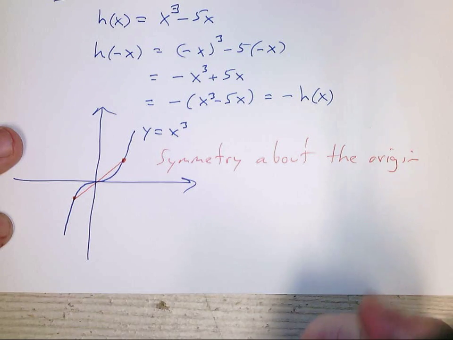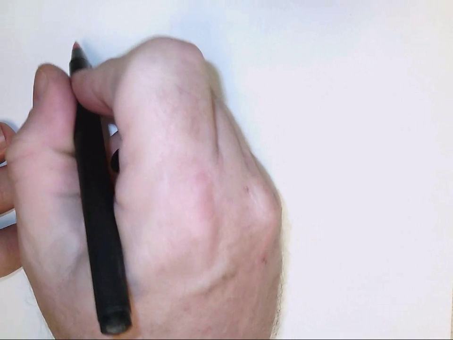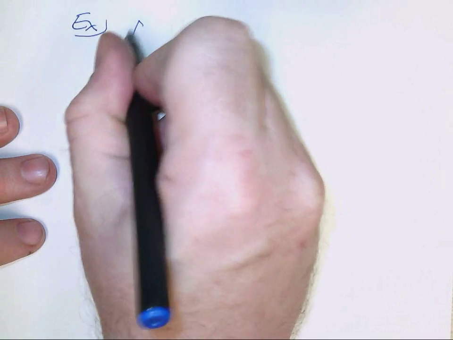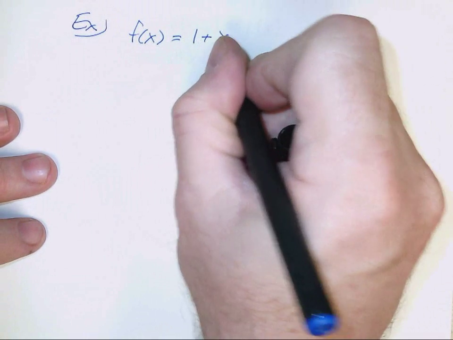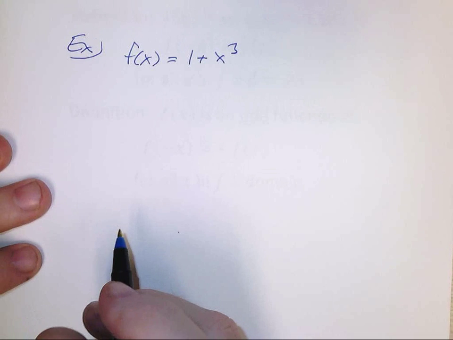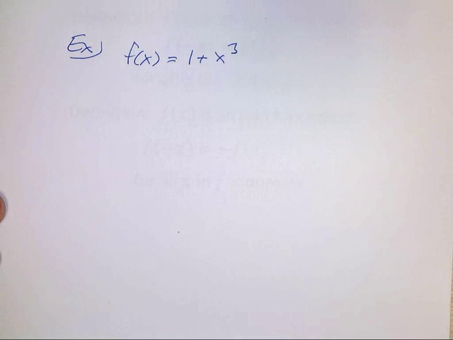Okay, I don't know why I wrote that in red. It's kind of ugly. Anyways, most functions are not going to be even or odd. If I want to show a function isn't even or odd, so what I'm saying is that, for example, let's say f of x is 1 plus x cubed. Okay? And I claim that this is neither even nor odd.